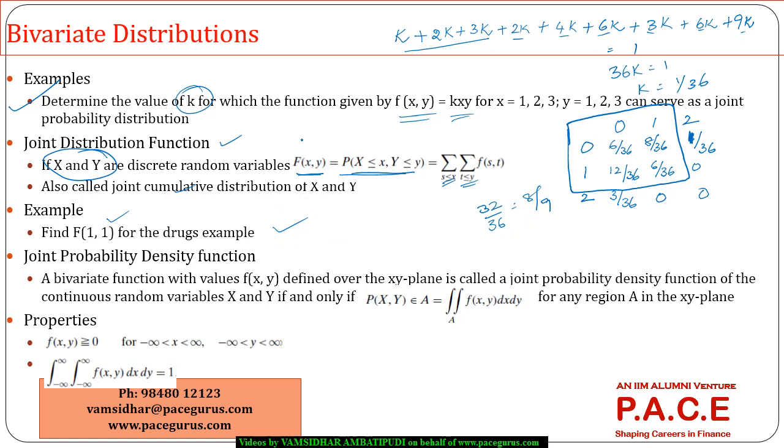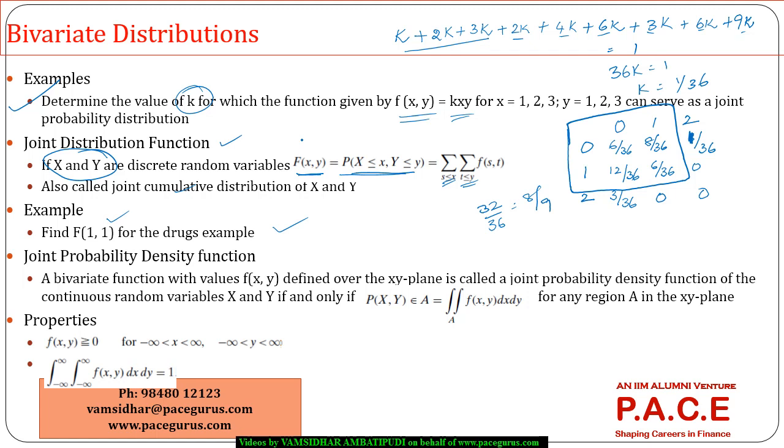So this is how we are handling the discrete variables, right? In case of discrete, this is how we go ahead in terms of solving the problems associated with joint distribution functions. But now we will move on to the continuous case.